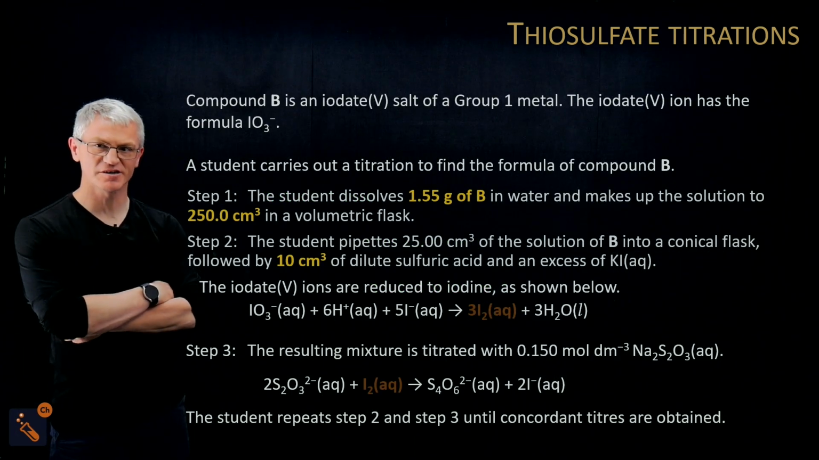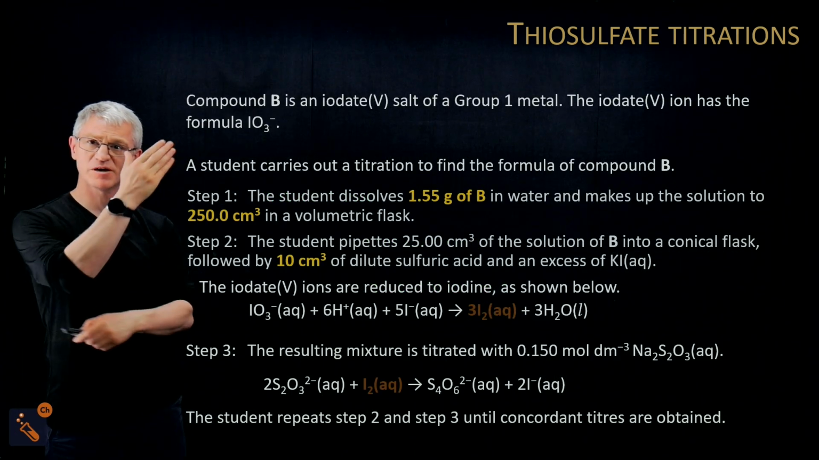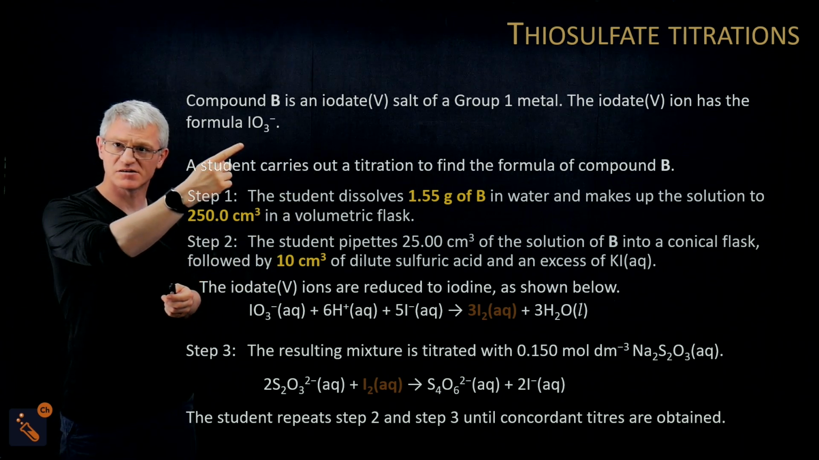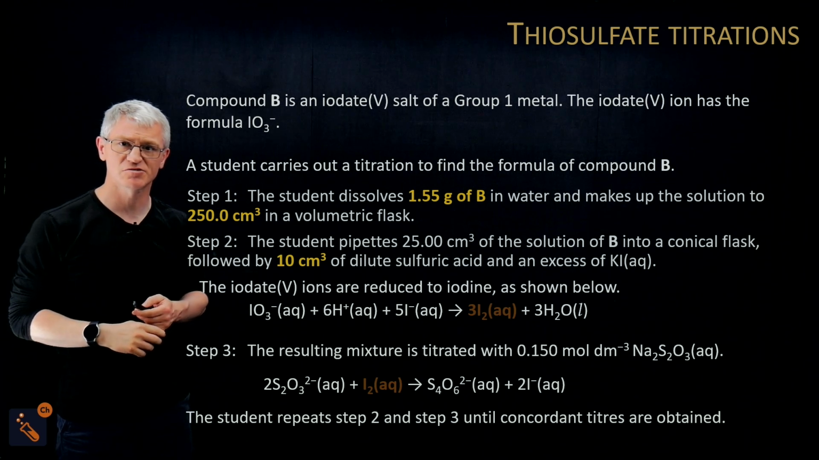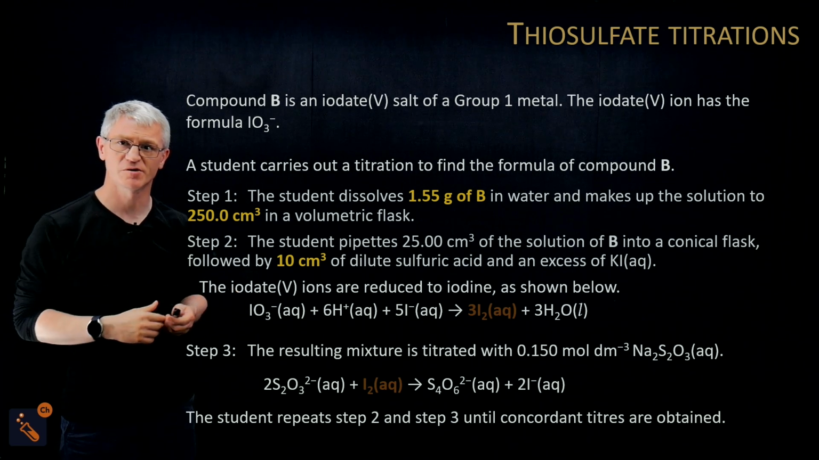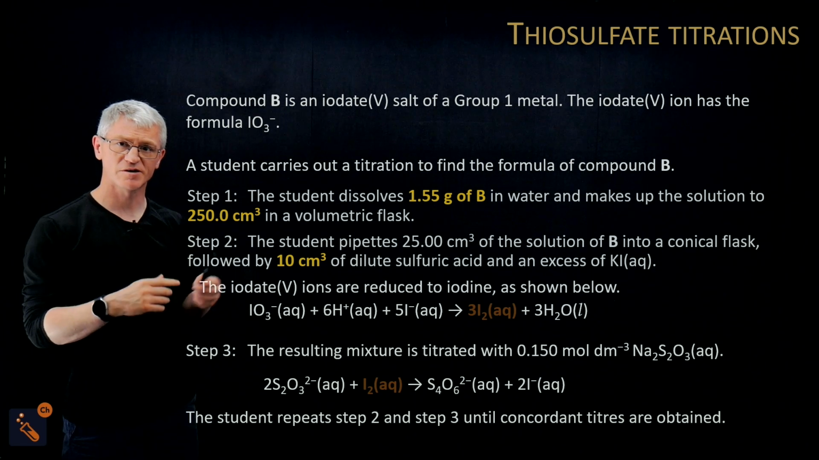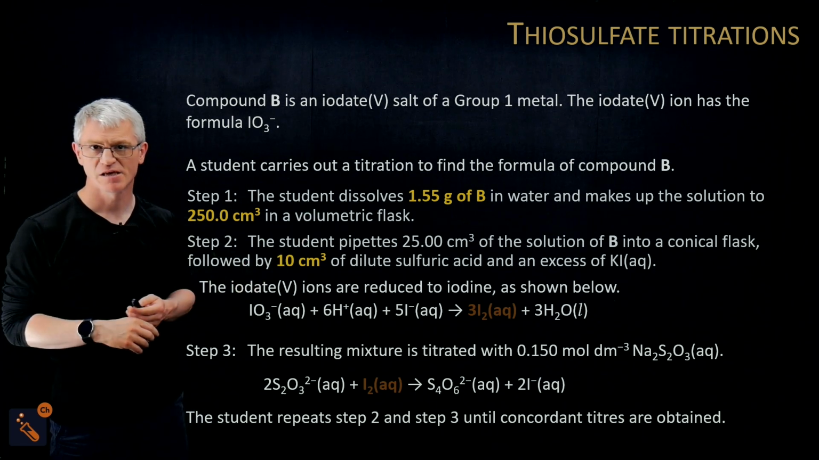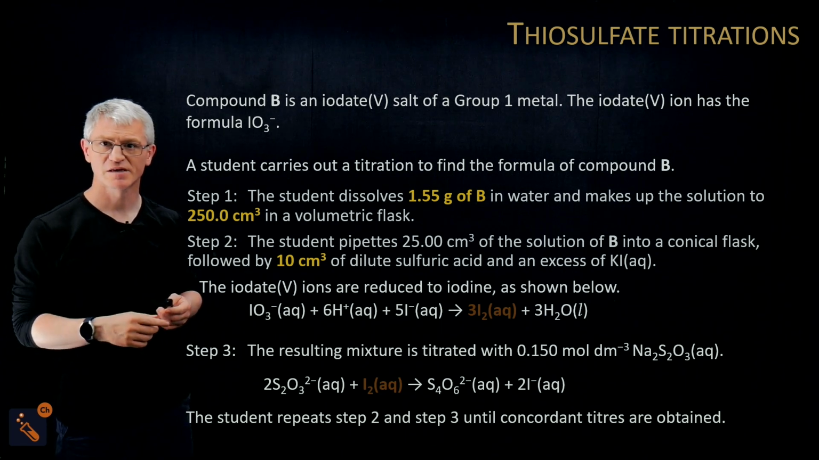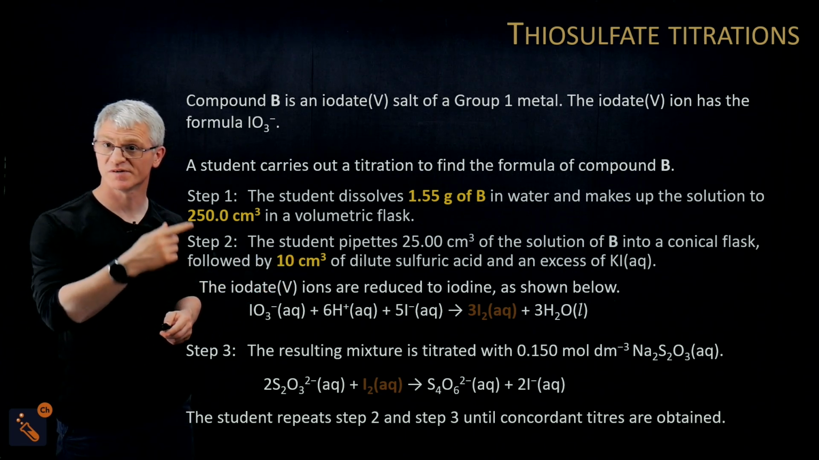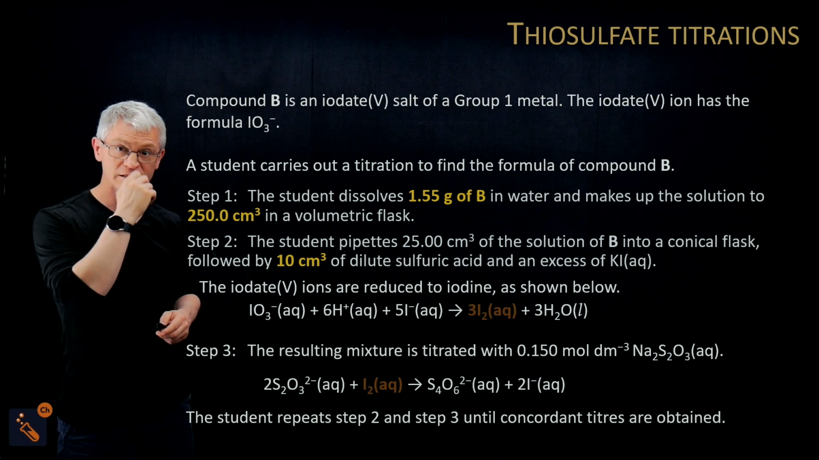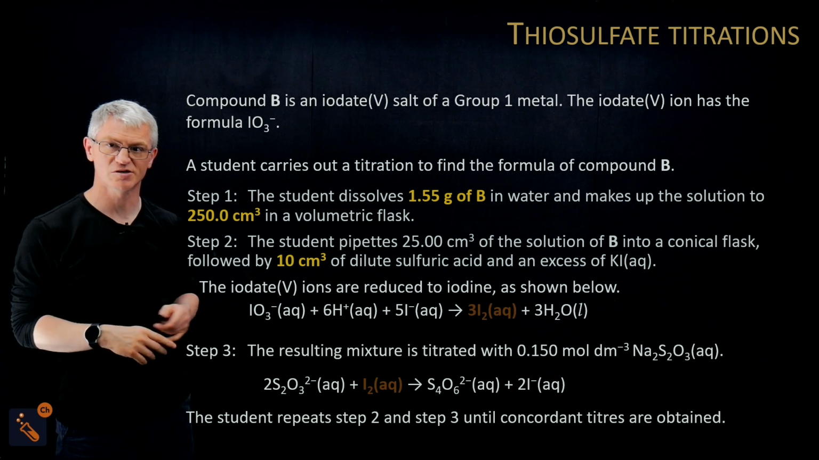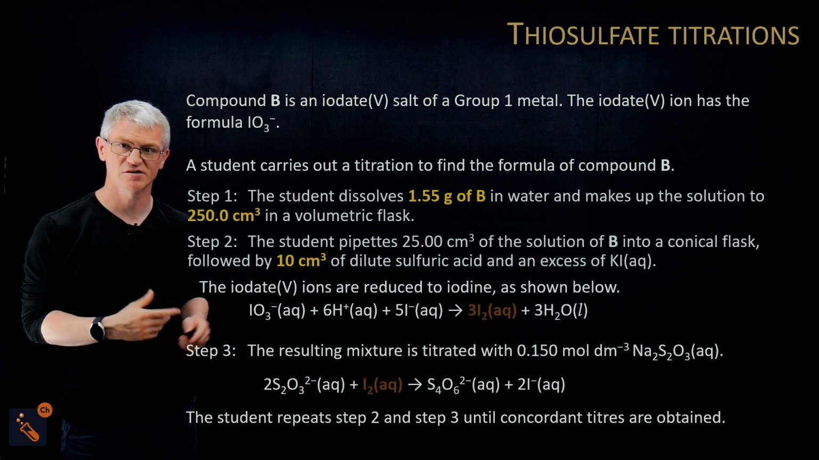So we're going on to our next question, which is: compound B is an iodate salt of a group 1 metal. The iodate is IO3 minus. A student carries out a titration to find out the formula of compound B. So compound B is dissolved in water, 1.55 grams, so you've got a mass. It makes up the solution to 250, and the pipette's 25, so you've got a dilution factor again there. Then add 10 centimetres cubed of dilute sulfuric acid and an excess of potassium iodide. The iodate ions are reduced to iodine like below.